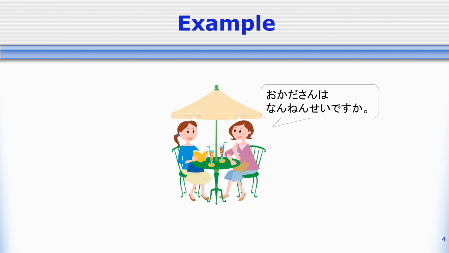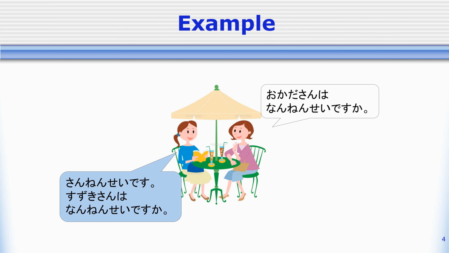岡田さんは何年生ですか? So what year in school are you? 3年生です. 鈴木さんは何年生ですか? 私も3年生です. So I am also a third year.